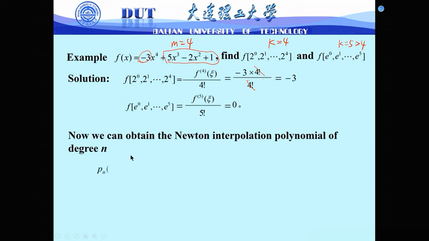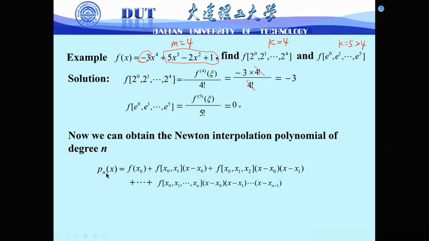At last, I show you the Newton's interpolation polynomial of degree n by this formula. Pn(x) equals f(x0) plus the first divided difference at x0, x1, multiplied by x minus x0, plus the second divided difference, multiplied by x minus x0 and x minus x1, plus dots, up to the last term. Because degree n means we have n plus 1 nodes, x0, x1 to xn, the last term is multiplied by x minus x0, x minus x1 to x minus x(n minus 1). Clear? So this is Newton's formula. Actually, it is equal to the former result, the (n minus 1)-th degree polynomial, just plus the last term. It's okay? So we can use the divided difference table. Clear?